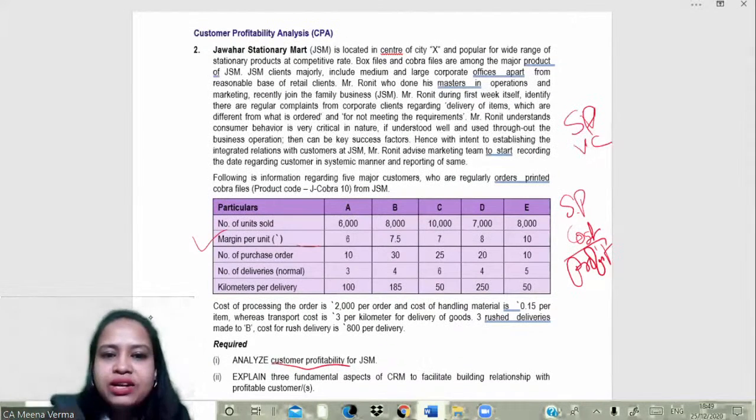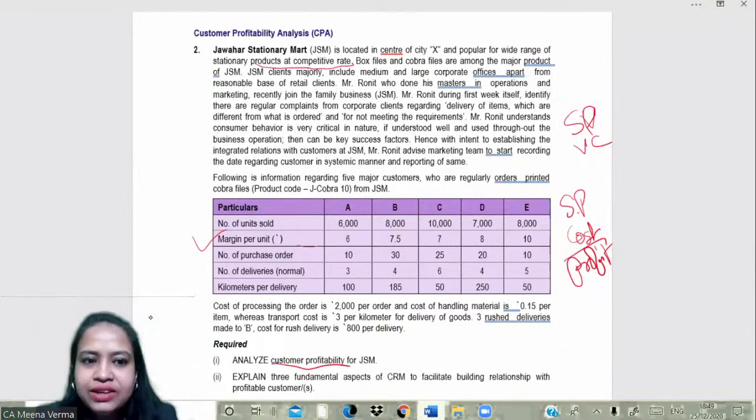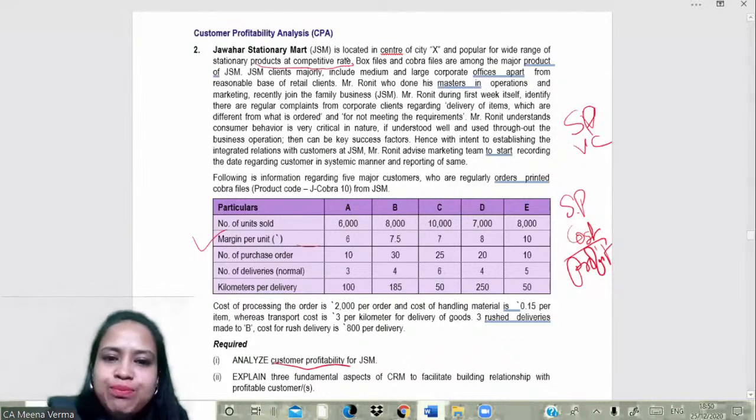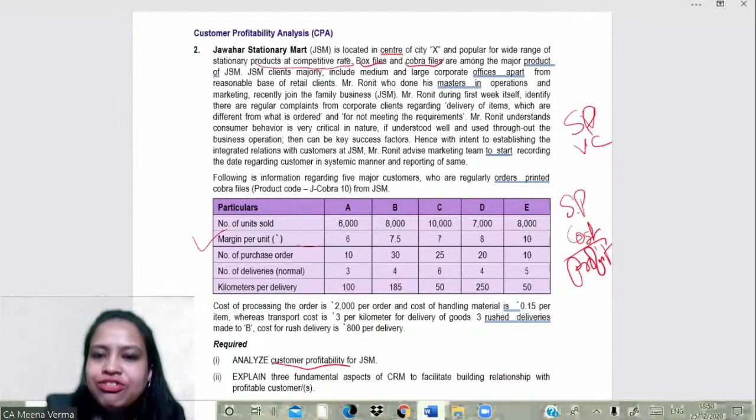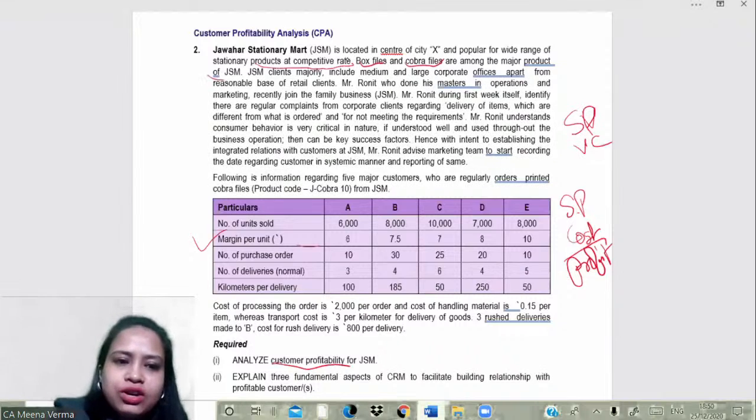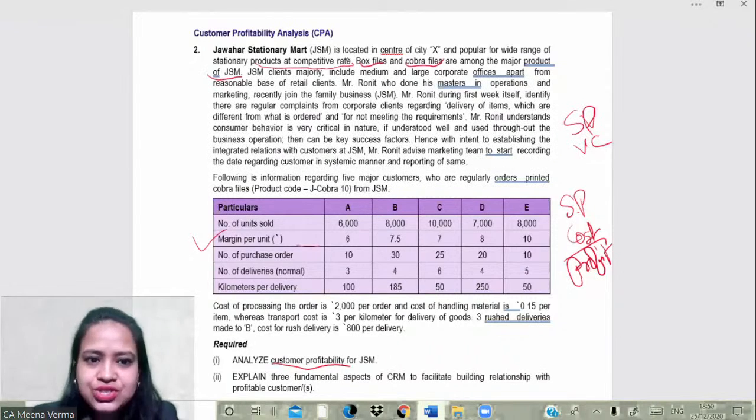Jawahar Stationery Mart is located in the center of city X and is popular for a wide range of stationery products at competitive rates. So we have a company, Jawahar Stationery Mart, selling a wide range of stationery products. They are selling box files and cobra files, which are among the major products of this company.